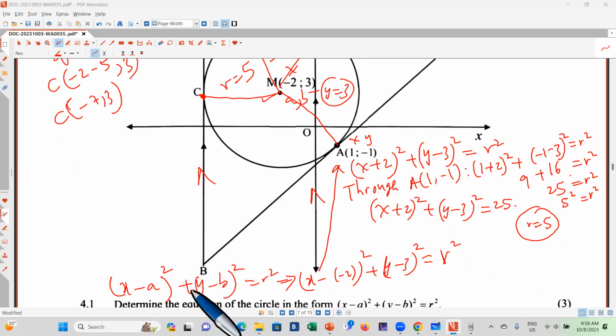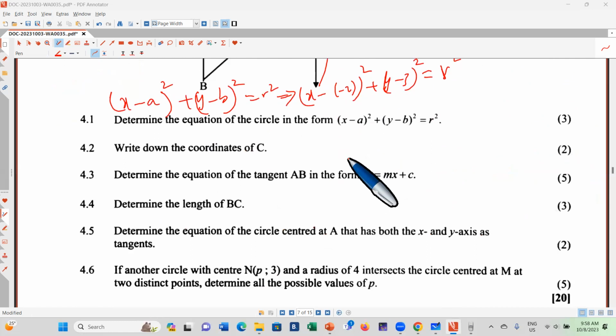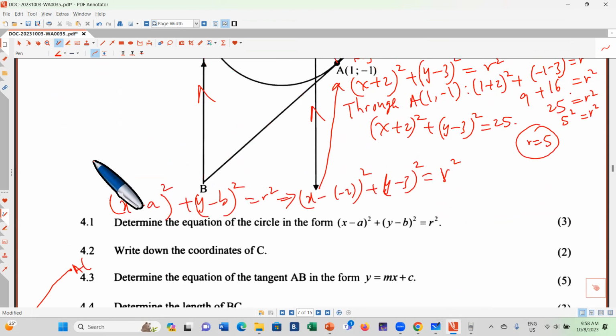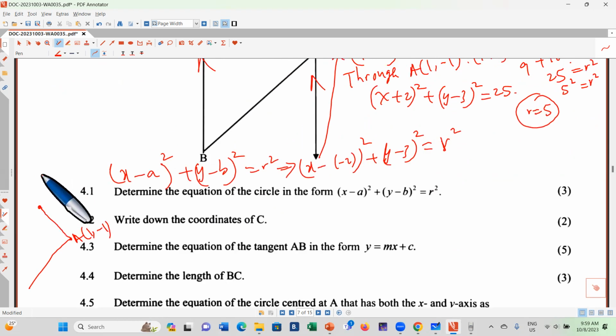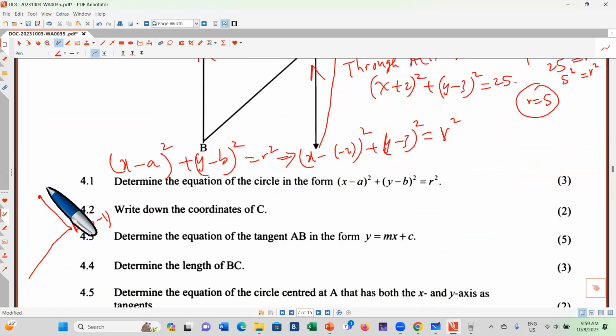You need to find the gradient of AB, but B does not have coordinates that have been given, so you need to find it using M and A. So this is what we have. A has the coordinates (1, -1), and M has the coordinates (-2, 3), like this.